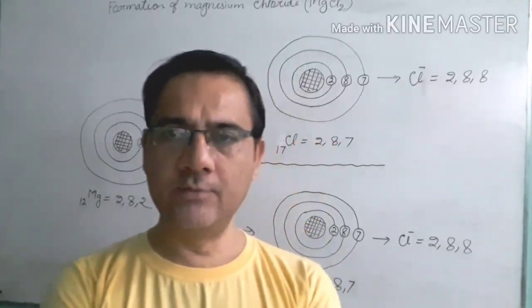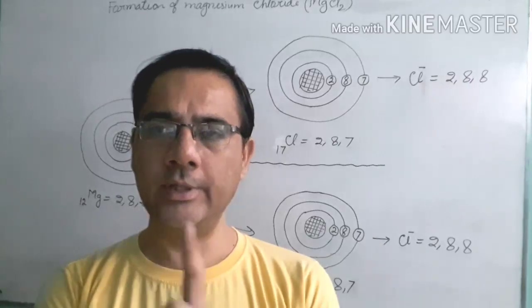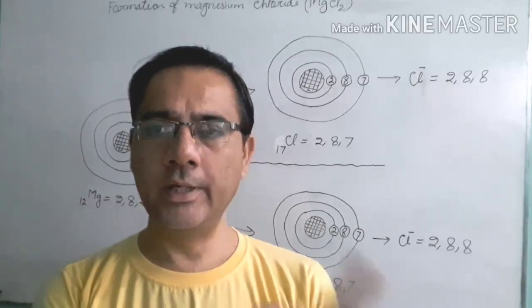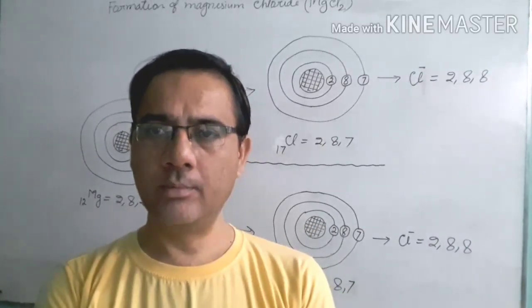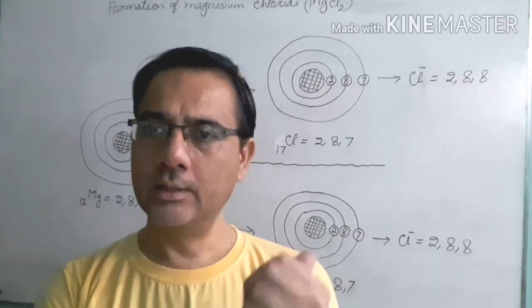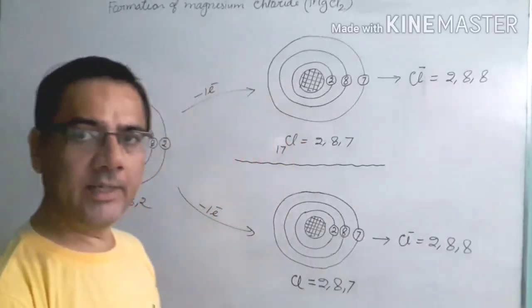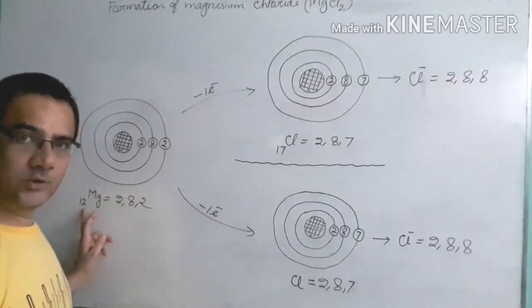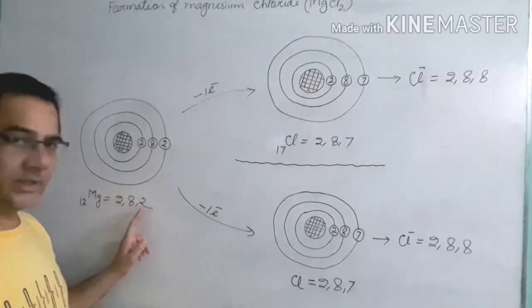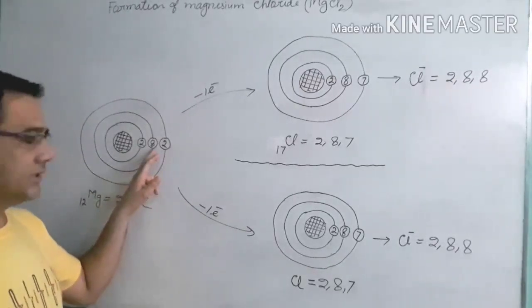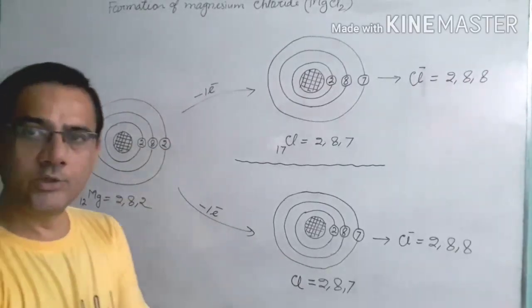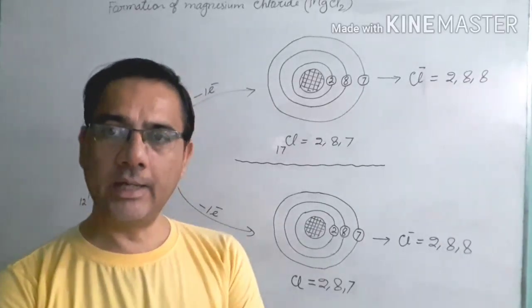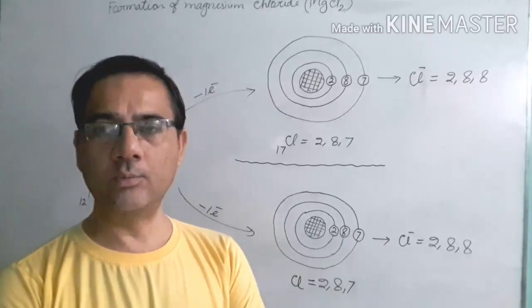When sodium combines with chlorine, one sodium reacts with one chlorine atom and it forms NaCl. But when magnesium reacts with chlorine, one magnesium atom reacts with two chlorine atoms. Why? That we'll see. First we see the outline diagram of the magnesium atom. Magnesium atomic number 12, number of electrons 12, electronic configuration 2, 8 and 2. First shell 2 electrons, second shell 8 electrons, third shell 2 electrons. So what did I tell you? If it wants to acquire 8 electrons in the outermost shell, it has to lose its 2 outermost electrons.